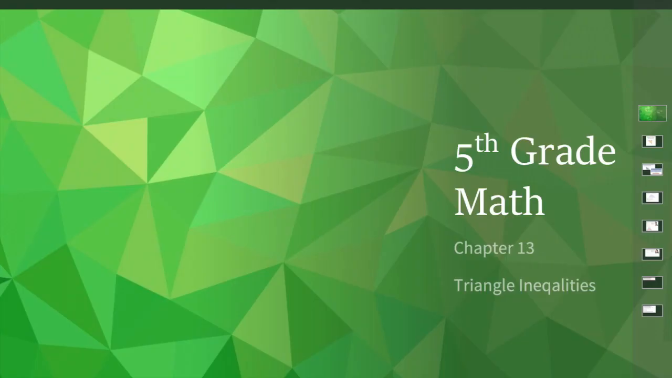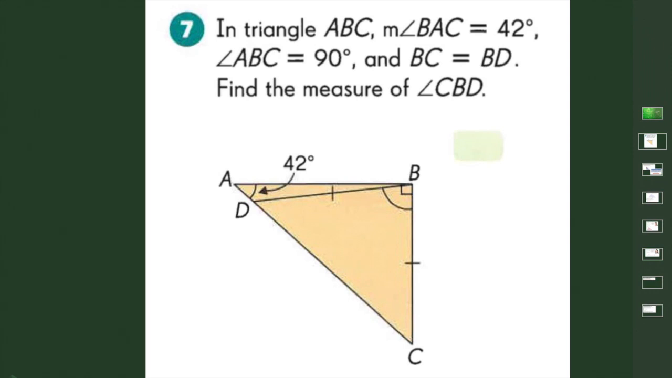In today's lesson, we're going to look at the side lengths of triangles and learn how we can use the side lengths to determine if a triangle is indeed a triangle. But before we get to all that, we're going to look at one of the triangles that you worked on yesterday that was a little more thought-provoking and see if we can't figure out the missing angle measure together.